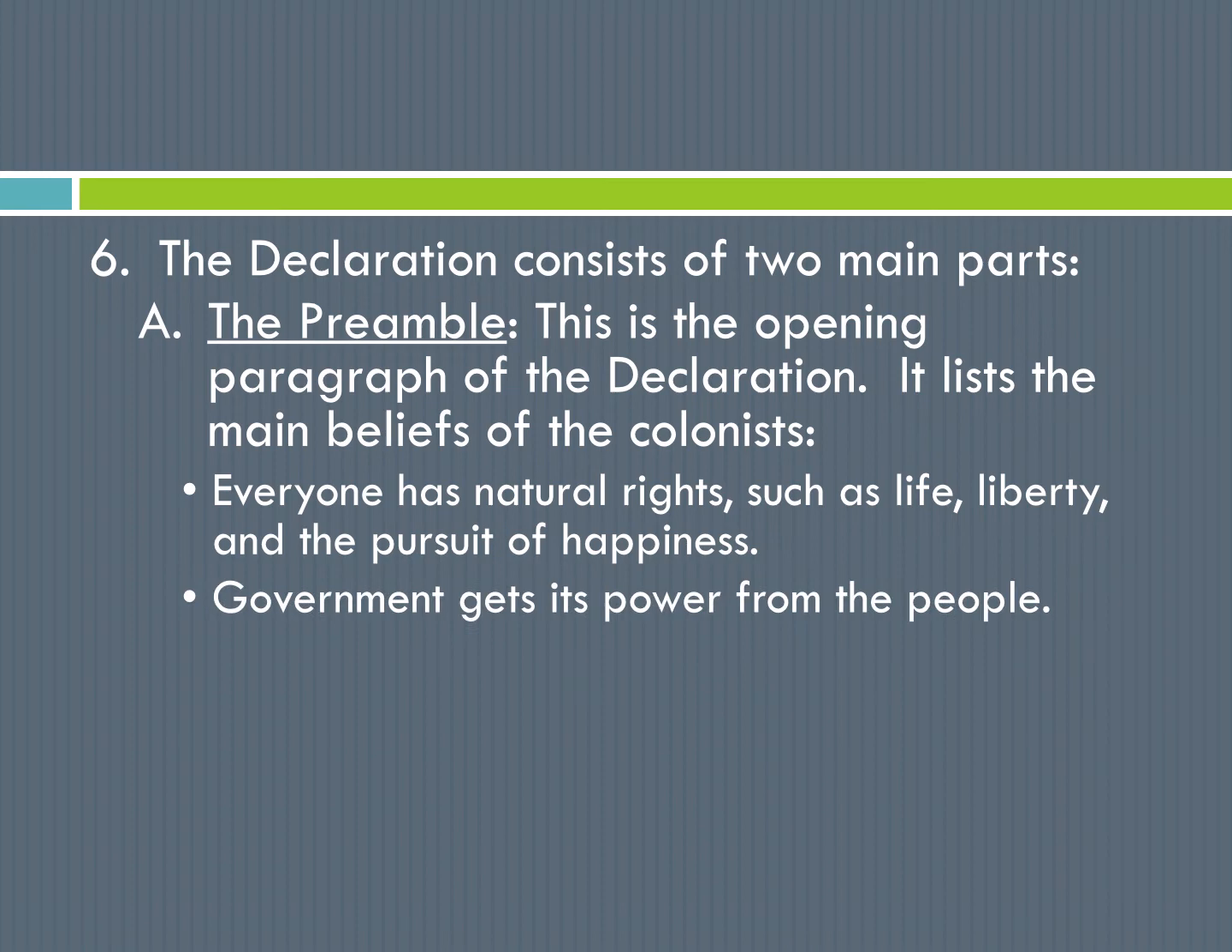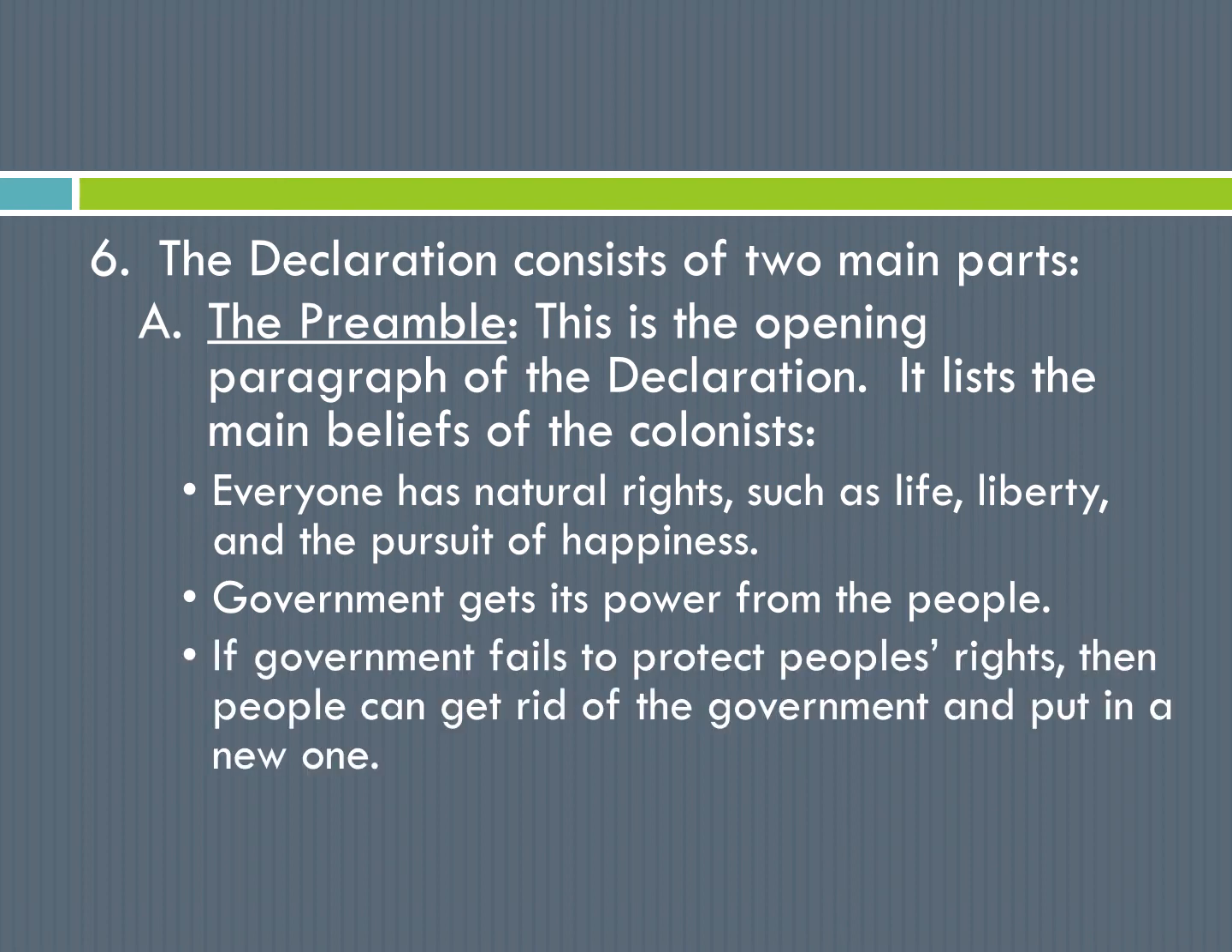It says that the government gets its power from the people, and importantly, it says if the government fails to protect people's rights, then the people can get rid of the government and put in a new one. This was an idea that was gaining in popularity at the time called the social contract, which we'll talk about a little bit more specifically. But basically, the government has the job to protect the people's rights. And if the government stops doing that, people have the right to get rid of it and put a new government in its place.